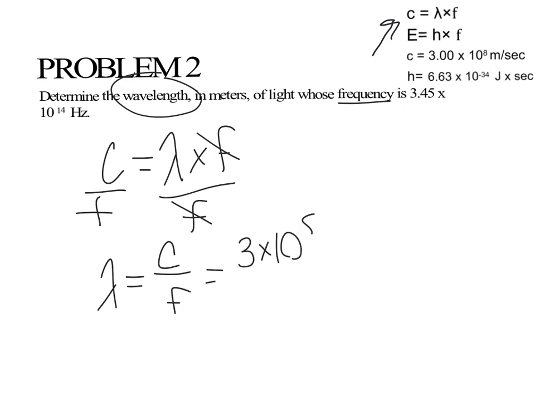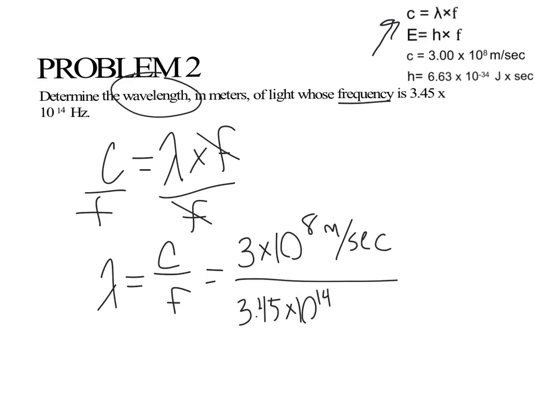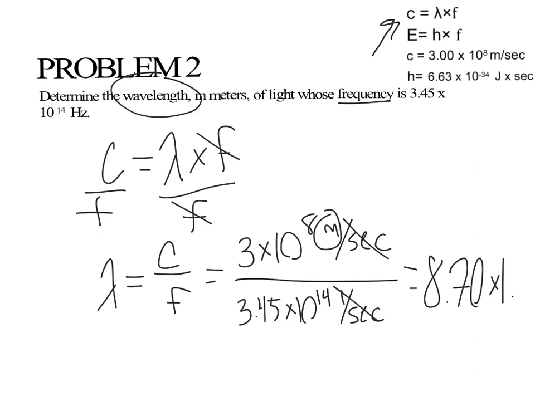3 times 10 to the 8th meters per second, divided by my frequency, which is 3.45 times 10 to the 14 hertz, or so that you can see it cancel, 1 over seconds. My 1 over seconds is going to cancel out the 1 over seconds there, and I'm going to be left with meters, which should be my length, my wavelength. And when you plug that into your calculator, you should get something on the order of 8.70 times 10 to the negative 7 meters. Again, make sure you're typing this into your calculator correctly. Make sure you can get to those answers.